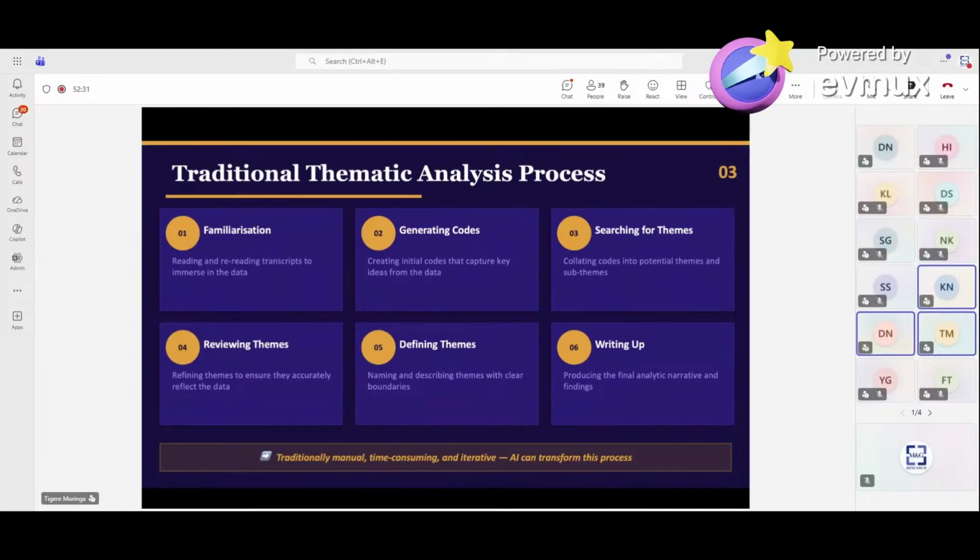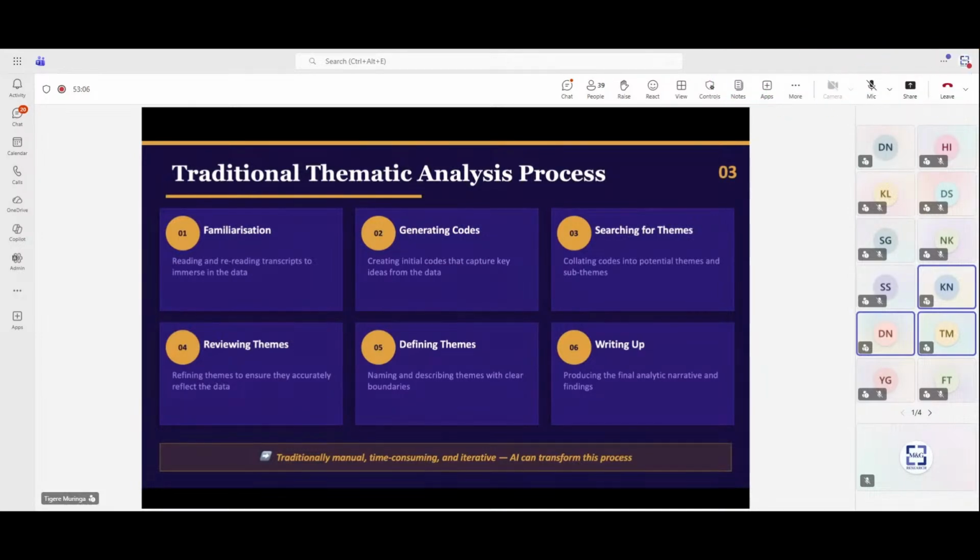For example, you've done interviews, you're going through those interviews and trying to understand what is the data saying, what are the key things within the data, right? Then you go to generating codes, where you generate initial codes that capture the ideas from the data, right? These are just what is the data saying and what are the key codes, before we actually talk about themes. Then the third aspect is searching for themes.